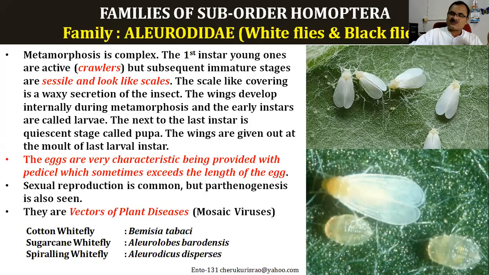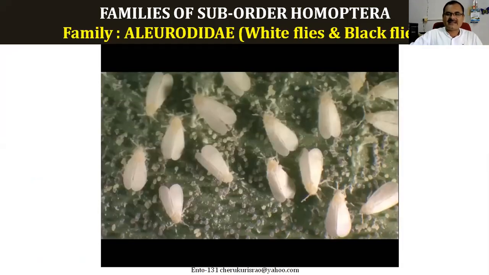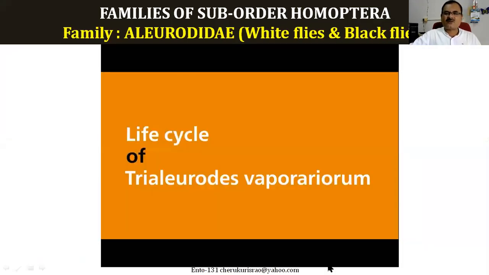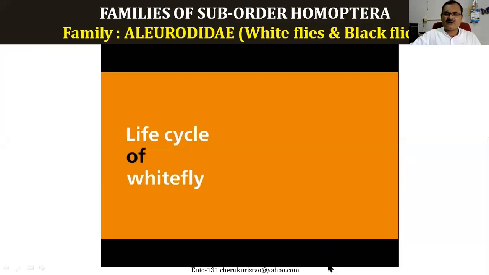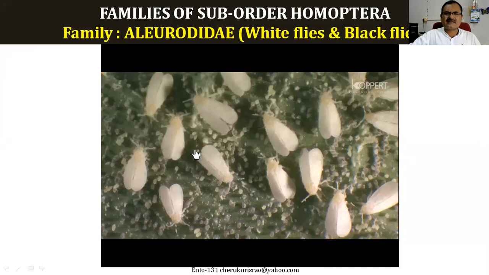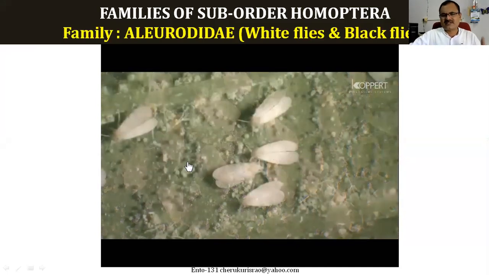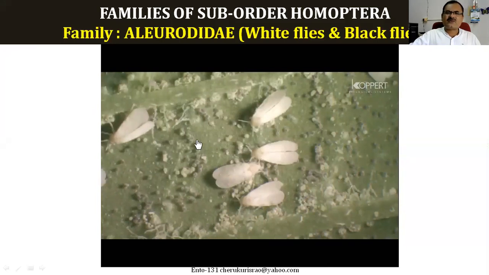So we will try to understand. I have a small video. Yeah, so you can see these are the white flies, and you can understand the life cycle of the white flies. These are the white fly adults actually. They are winged adults, and they are many in number. Actually, they are very small. Adults, of course, you can see. So these are the white fly adults, and you can see the body as well.